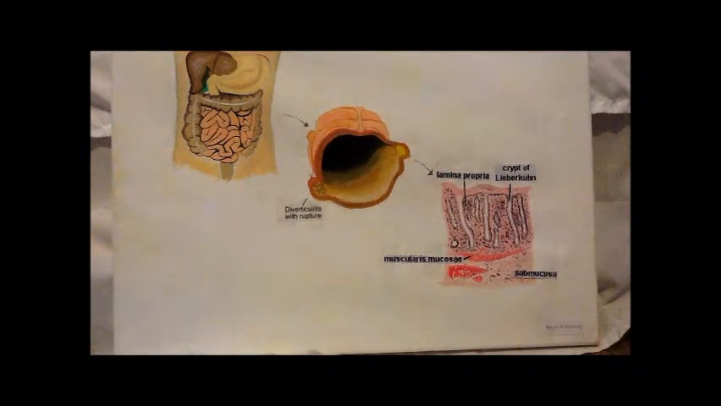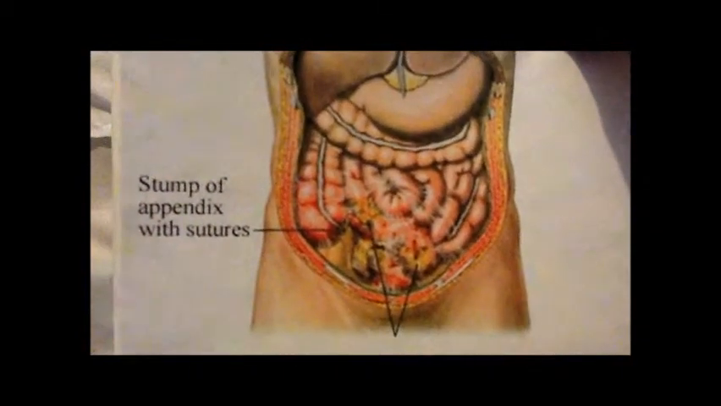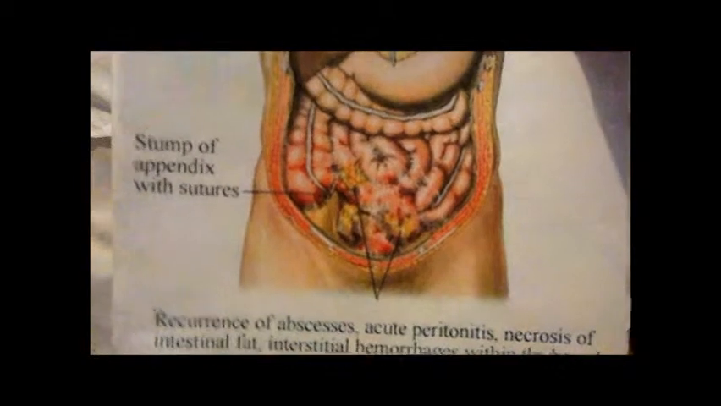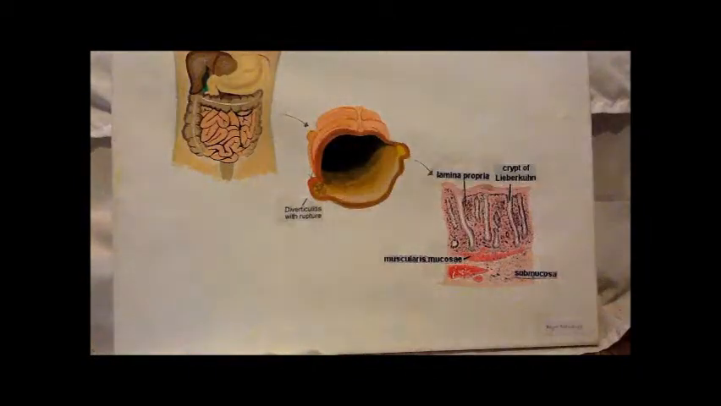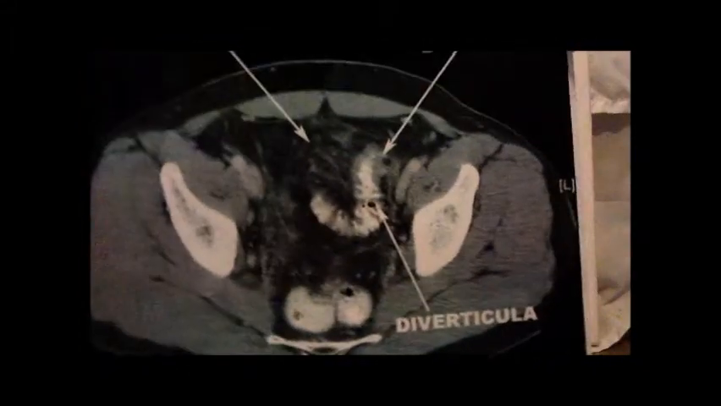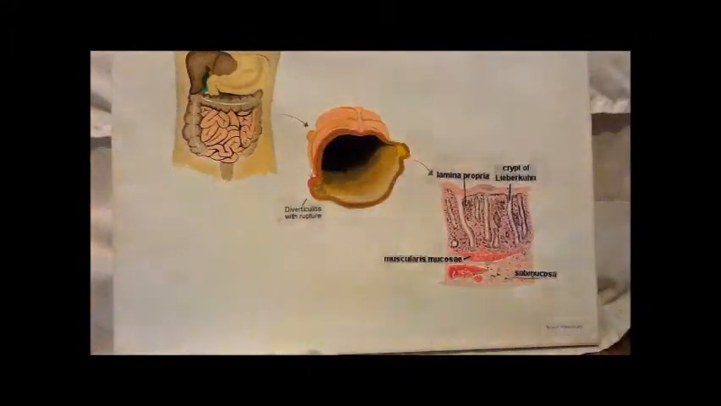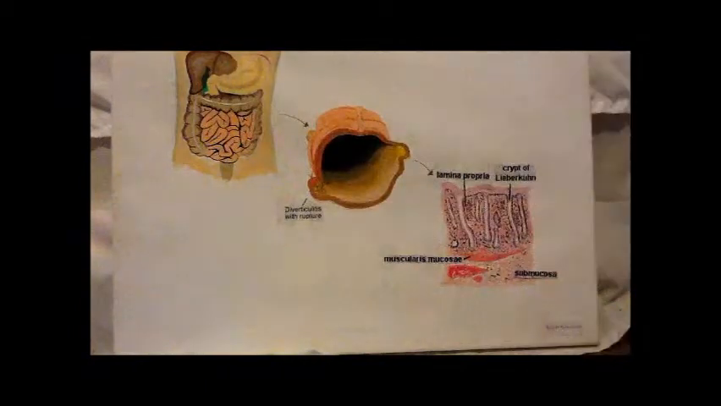Alright, so here is a picture of acute peritonitis, and then a CT scan, and it points to the diverticula. And here's an x-ray of diverticulitis, and also a cross-section of diverticulitis.